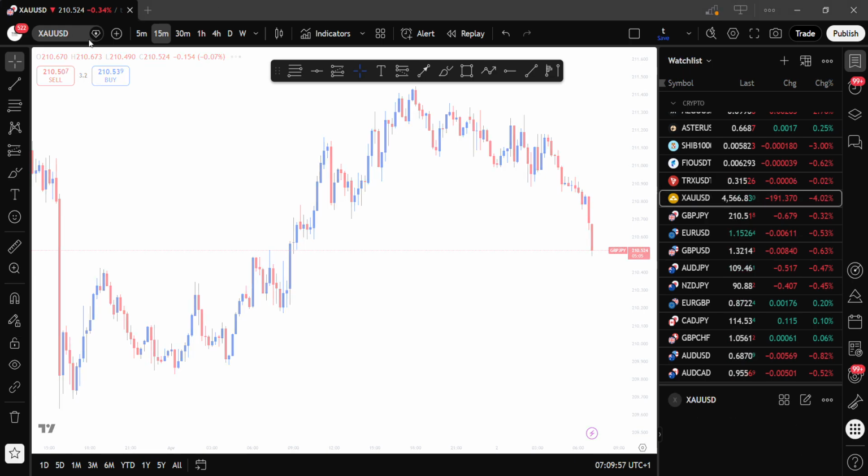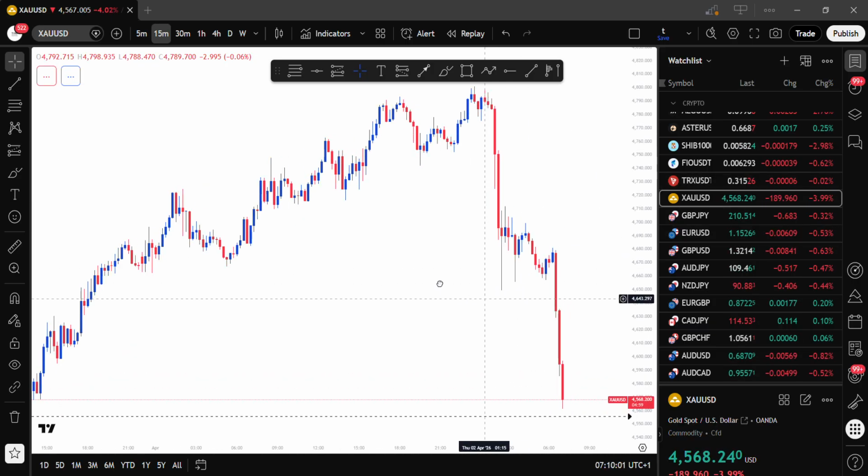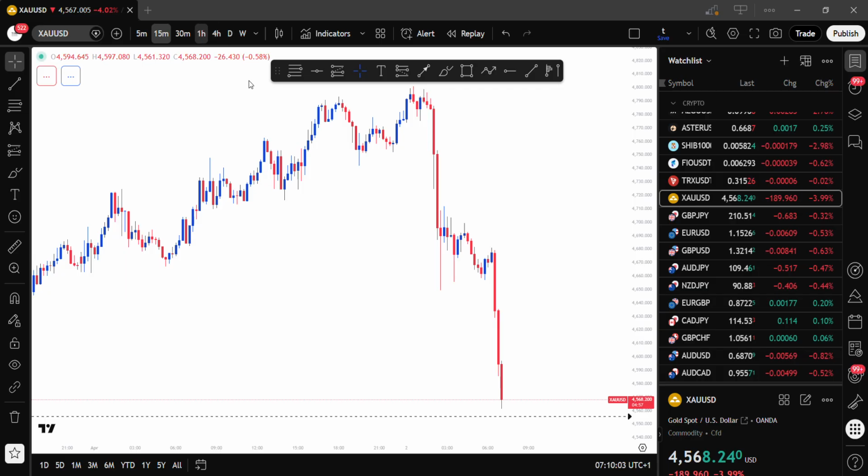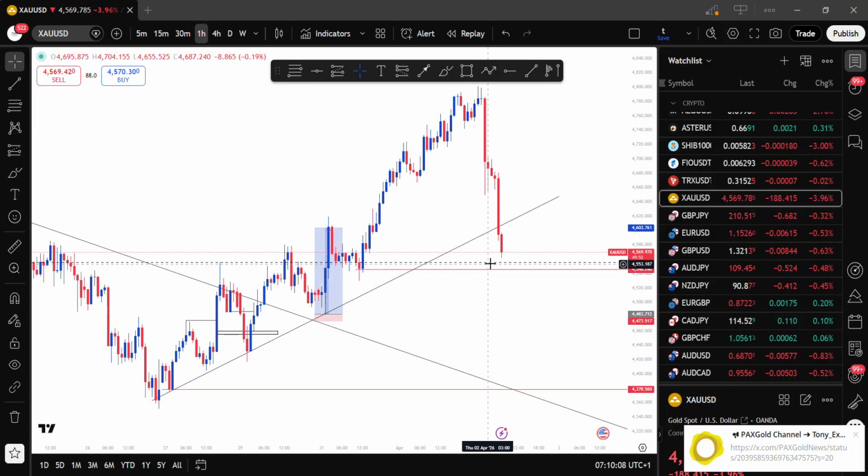We'll be starting with the XAU USD. Let's see what the XAU USD chart has to offer. If you recall yesterday, I said we should wait for the market to reverse to this point and we can have a buy from here. So you see what did happen.